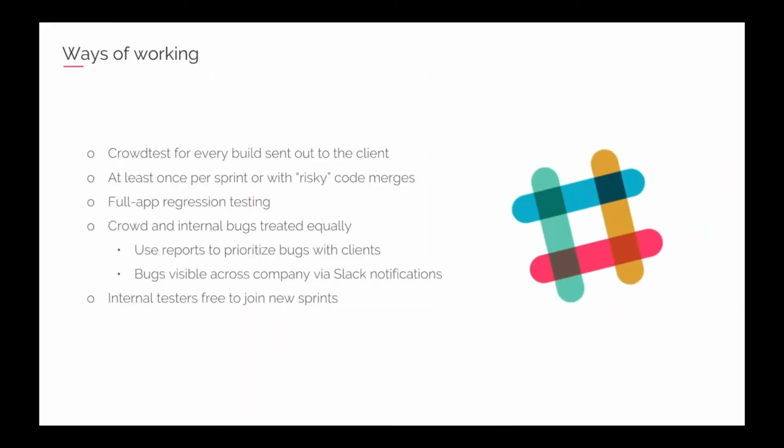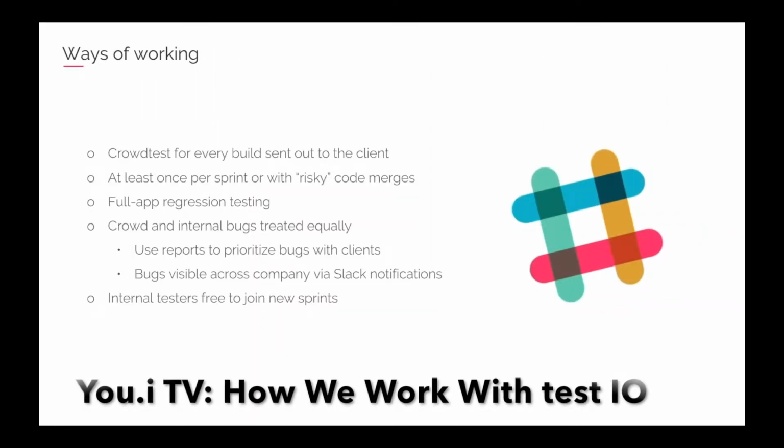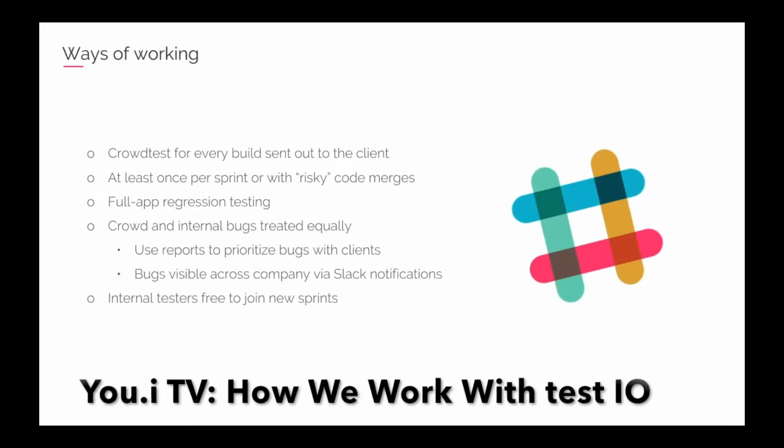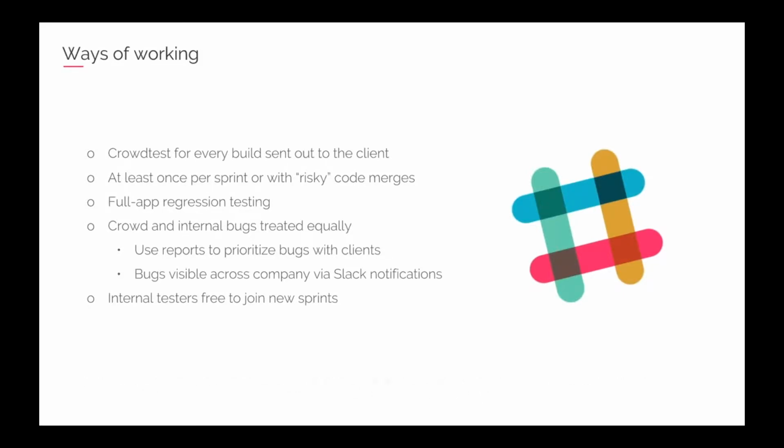So this is how we use Test.io in our organization. Basically, every project that uses Test.io, every build that we send the client, we send it to the crowd first. This typically happens once per sprint, or maybe more if there's any risky code or big features get merged in. We typically don't do any focused testing.